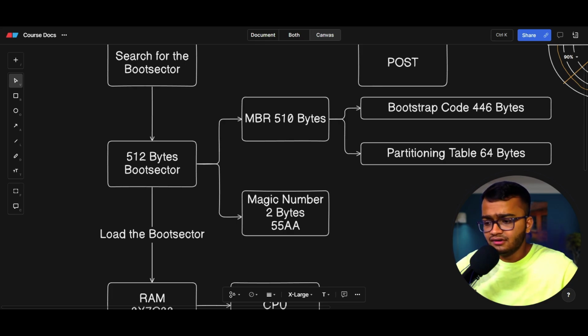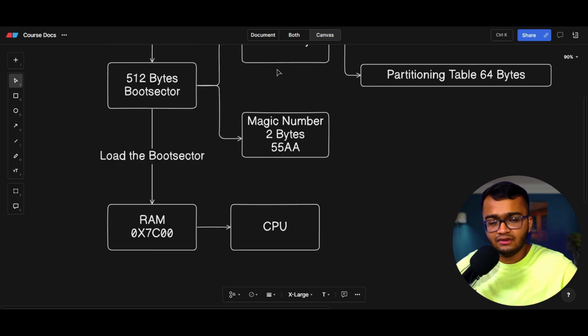Now, after the boot sector is found, the next task of the ROM BIOS is to load the boot sector into the RAM. Inside the RAM, it cannot store the boot sector in any random location. It is the place whose address is 0x7C00. It is a hexadecimal number. It is an address in the RAM. So in that place, the boot sector has to be loaded.